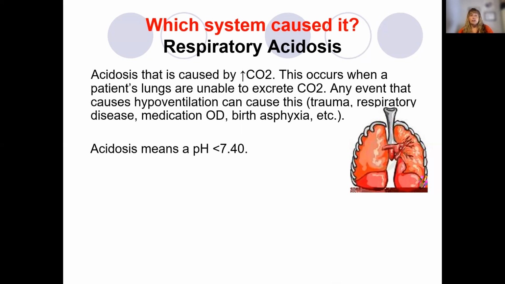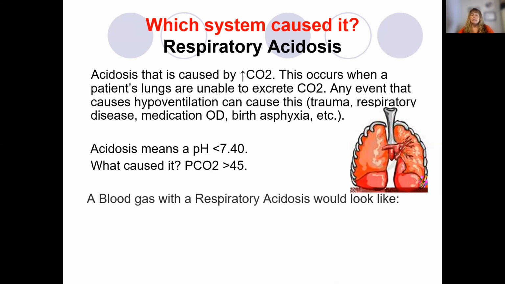Acidosis means the pH is less than 7.40. What caused it for a respiratory acidosis? A PCO2 that is high. This is what a blood gas with a respiratory acidosis would look like. A pH of 7.32, which is acidotic. A PCO2 of 68, which is high and is acidotic. And a bicarb of 24, which is normal.